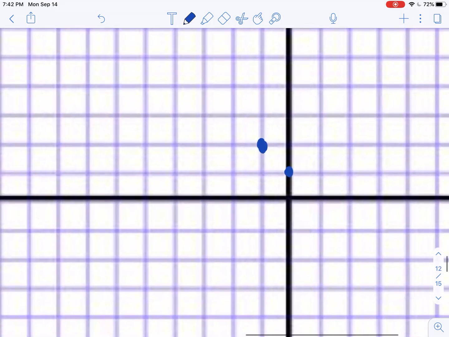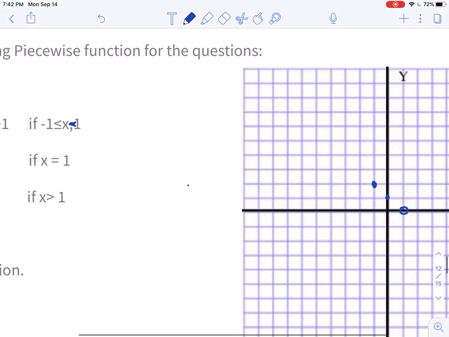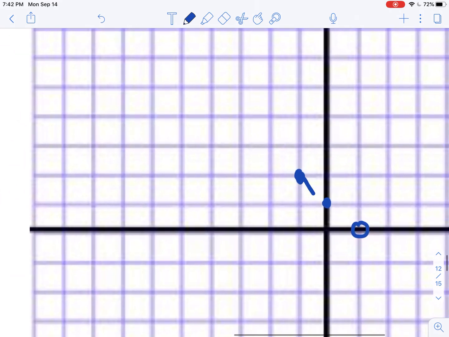I do this until I get to 1, but it is just a less than at positive 1. At positive 1, I leave an open circle. These others are solid circles with a line between them because my function definitely exists at these points.